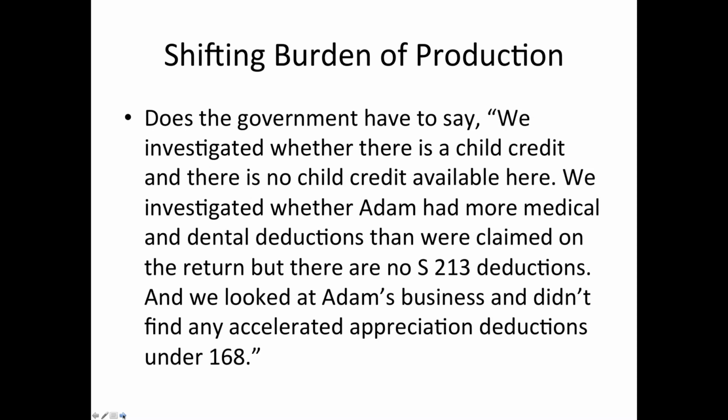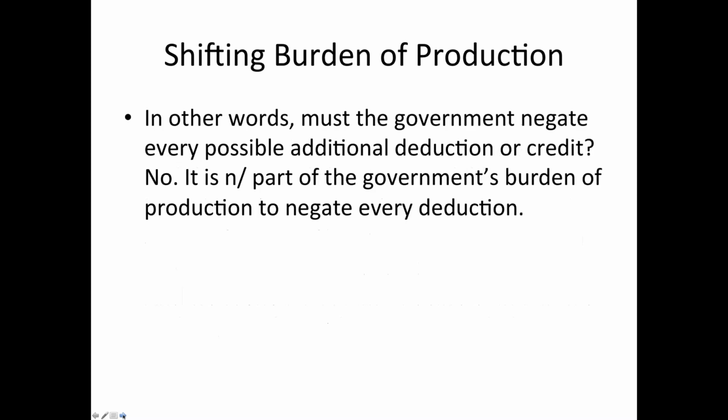And so this is just digging into the weeds a little bit more to drive this point home. The government doesn't have to say, we investigated whether there's a child credit. There's no child credit available. We investigated whether Adam had more medical and dental deductions than were claimed on the return, but there are no 213 deductions. And we looked at Adam's business and didn't find any accelerated depreciation deductions under 168. The government does not have that obligation.